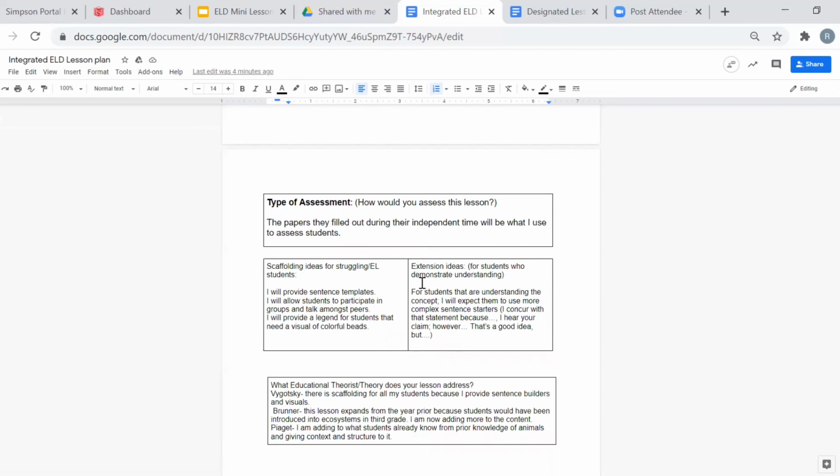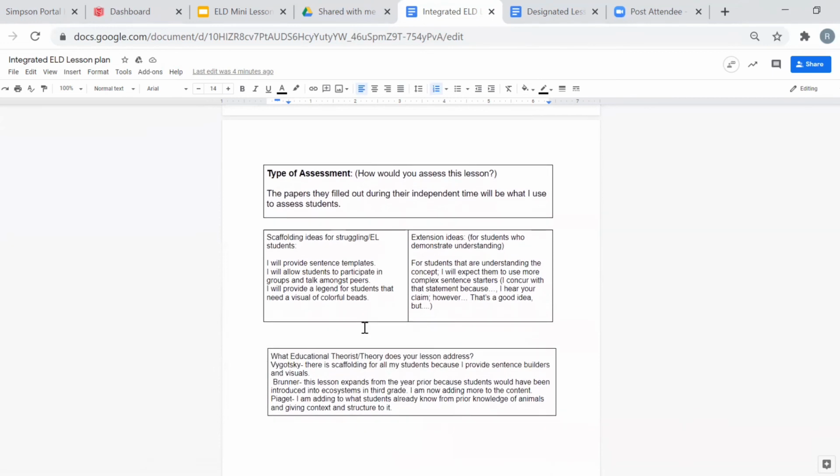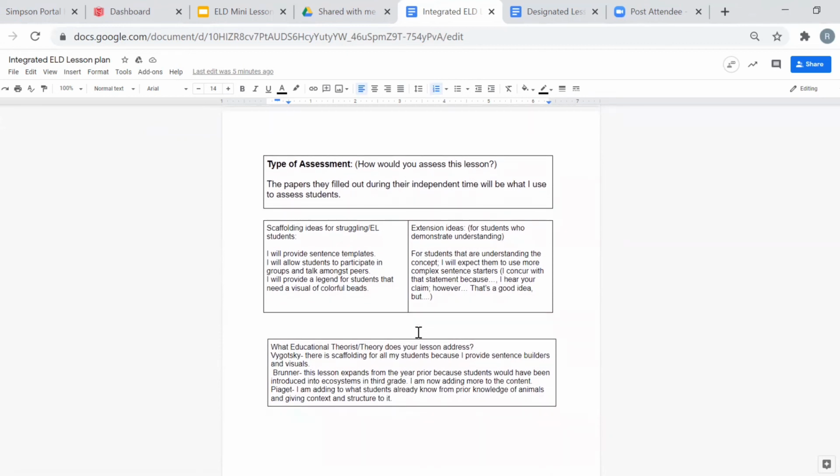My extension ideas for students who demonstrate understanding would be for students that are understanding the concept, I will expect them to use more complex sentence starters. I concur with that statement because I hear your claim, however, that's a good idea, but and as well as for their sentence builders, I might add a little bit more complex sentence structures, such as I infer that I have blank environment because blank.